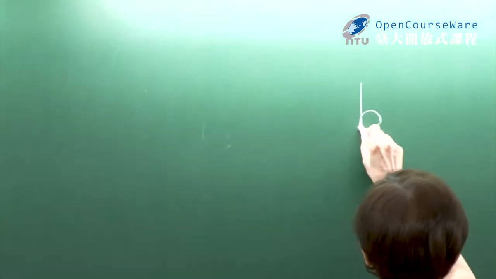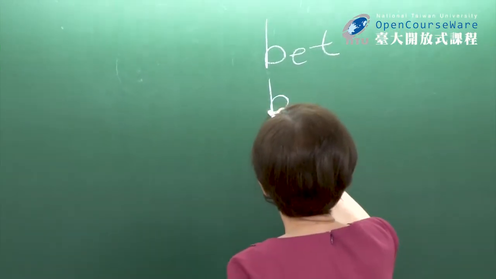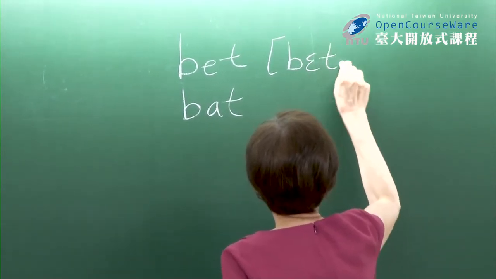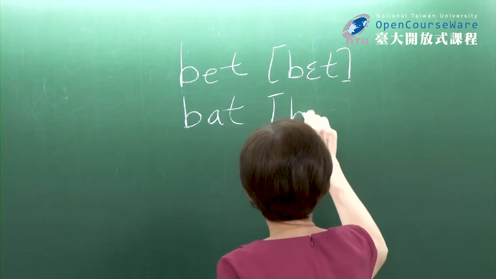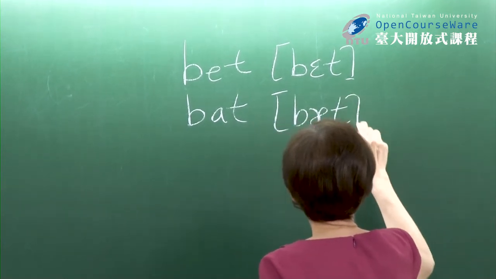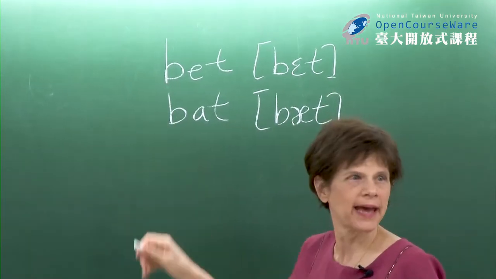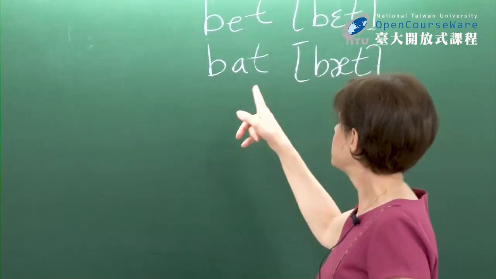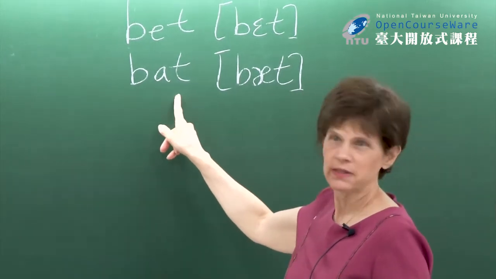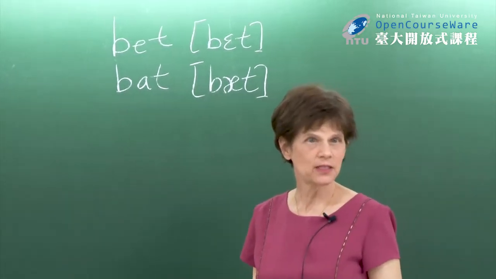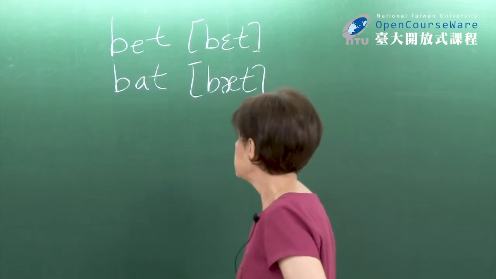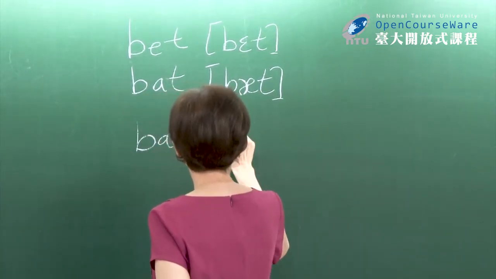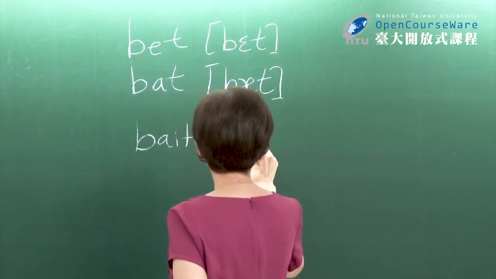Just these two words, bet and bat. In Taiwan English, they are often bat, bat, right? They sound the same with a. Usually Taiwan students have no trouble with this. You get this right. Bat usually is not a problem at all. Bait is a problem. You'll say bet or bat instead of bait.